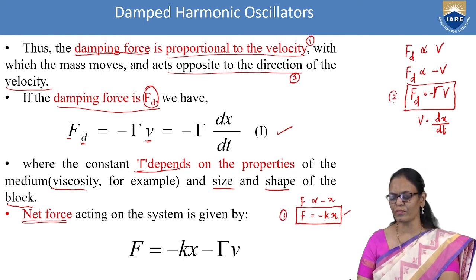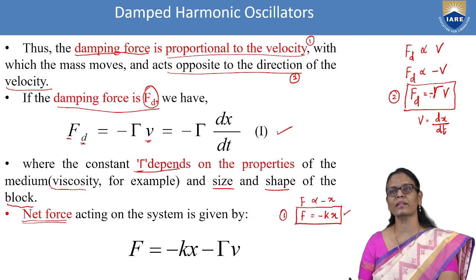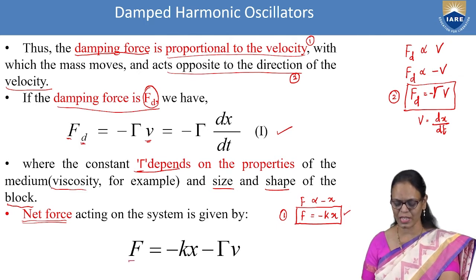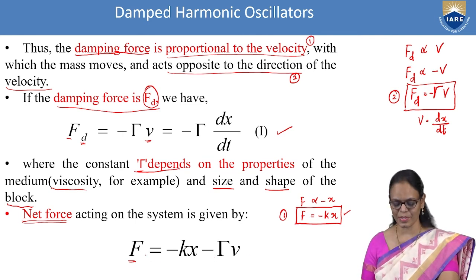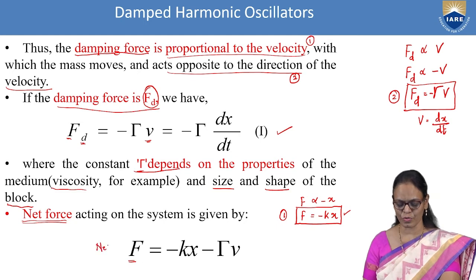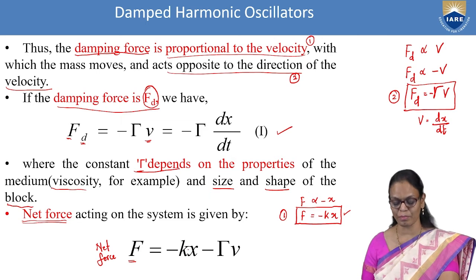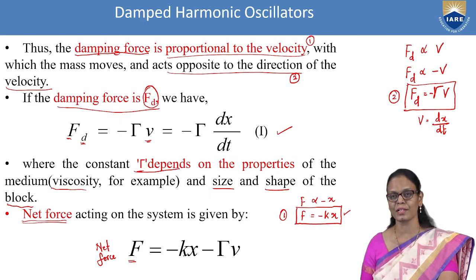And now we also have the damping force, which is also acting in a direction opposite to the velocity. So we are now going to write the net force. So the net force F is equal to minus kx minus gamma v. So we understand all the terms. F here denotes the net force. K is the spring constant and gamma is the constant which depends upon the properties of the liquid or the media.